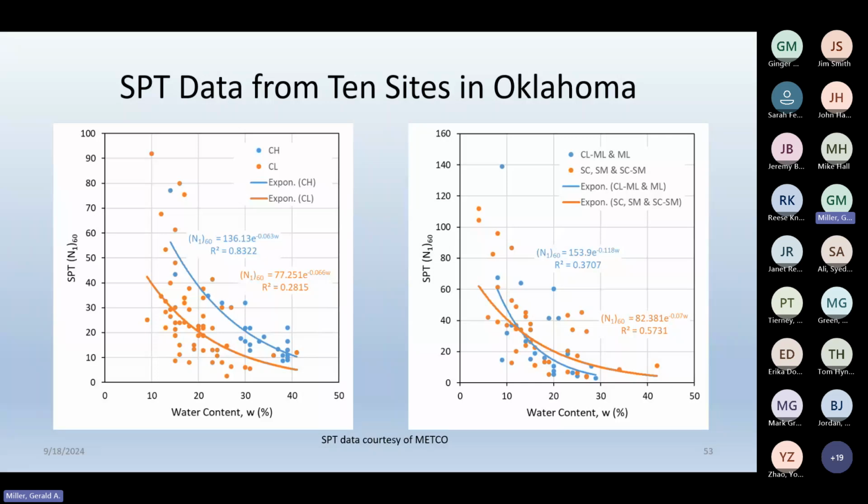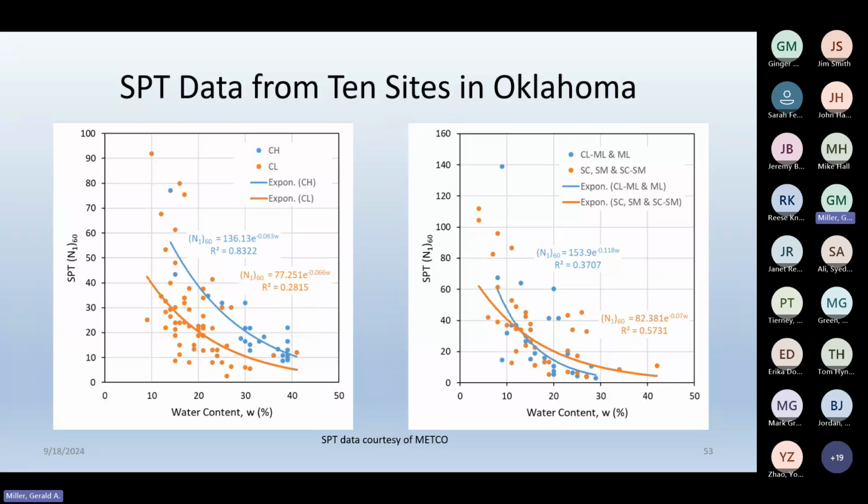If I didn't, the correlations would still work. But I also corrected based on the depth of the test and the overburden pressure, which is where the N160 comes in. So this N160 is N60 corrected for overburden pressure because N is going to vary with depth simply because of changing overburden pressure. So I want to compare apples and apples. But these correlations are not terrible.